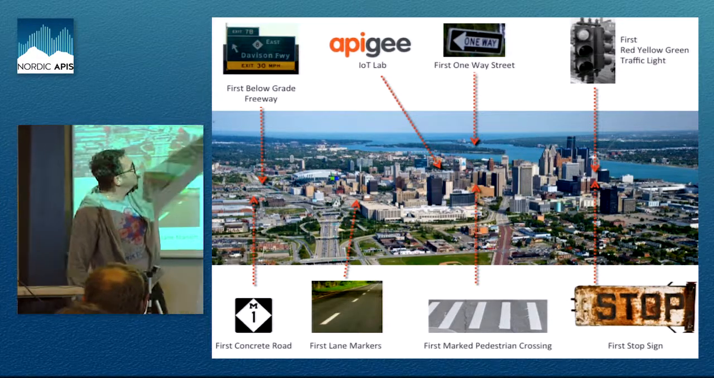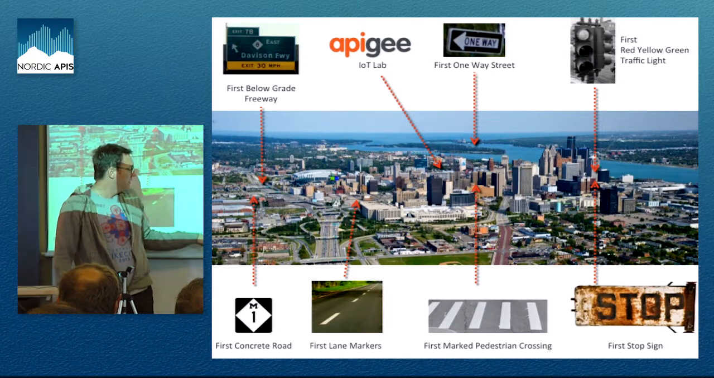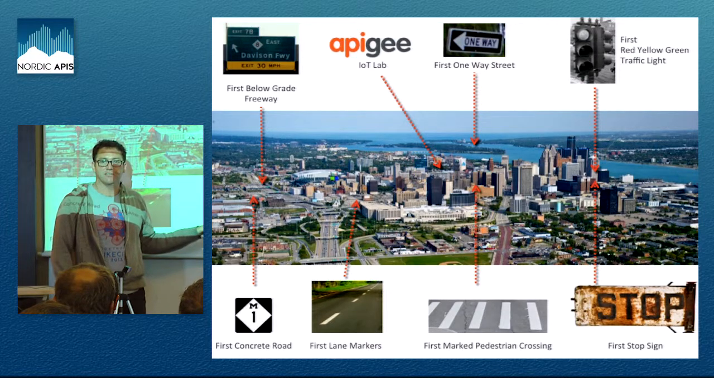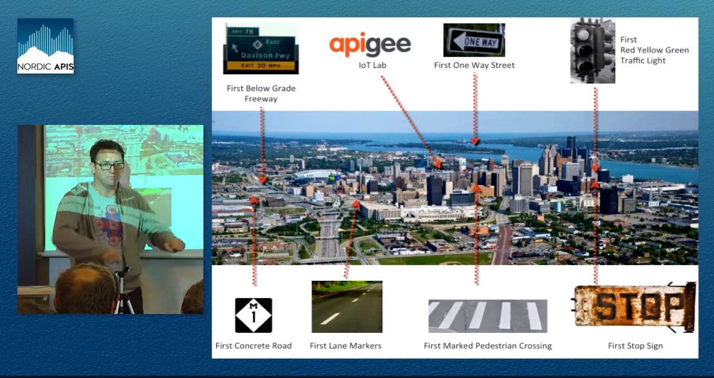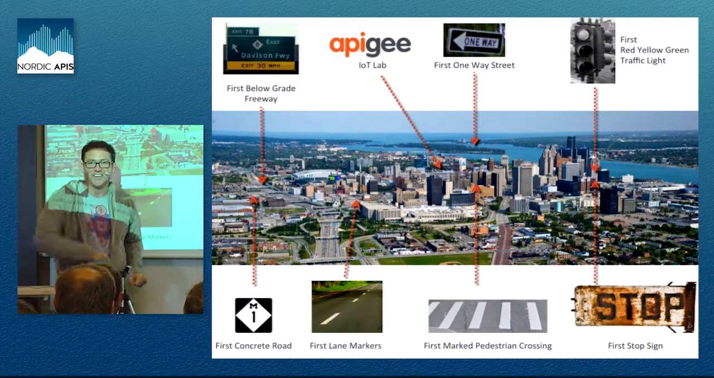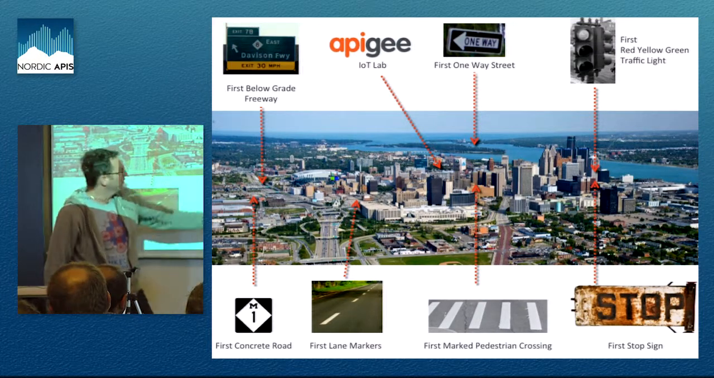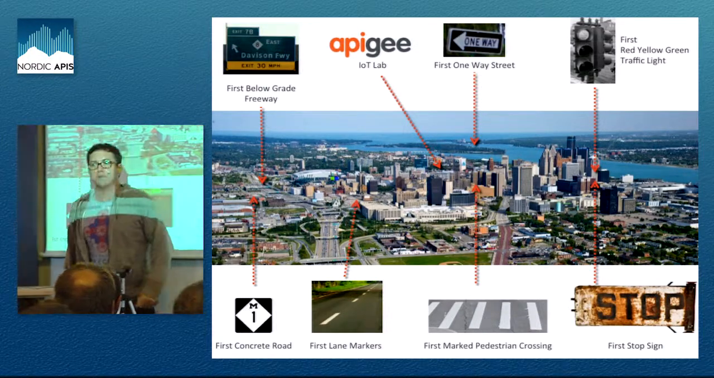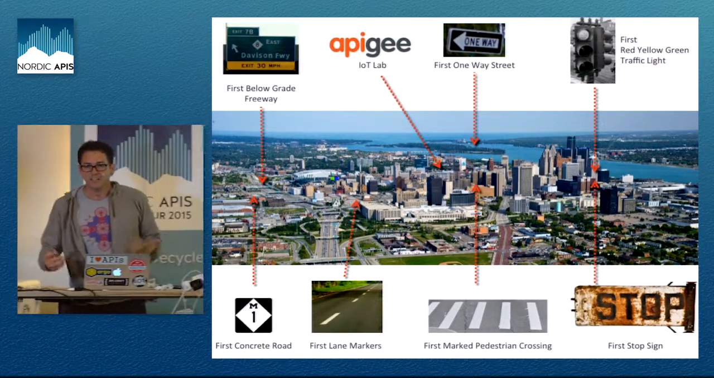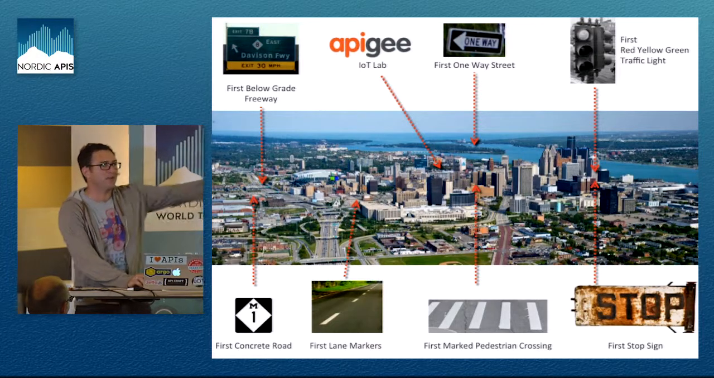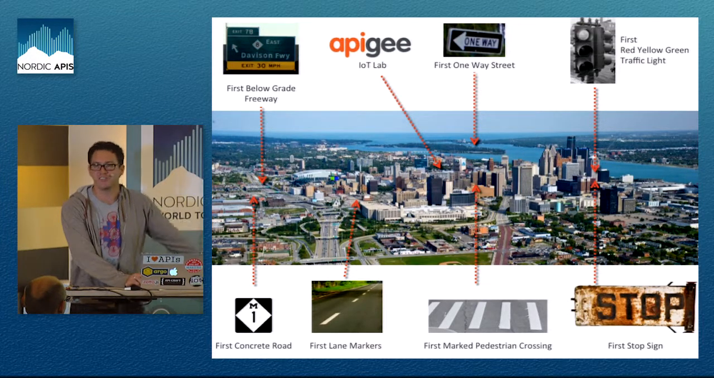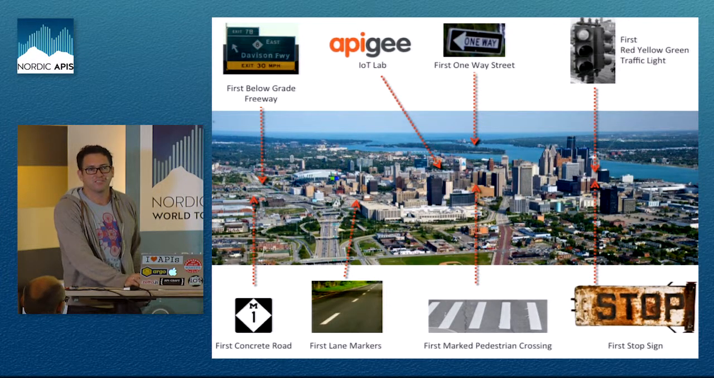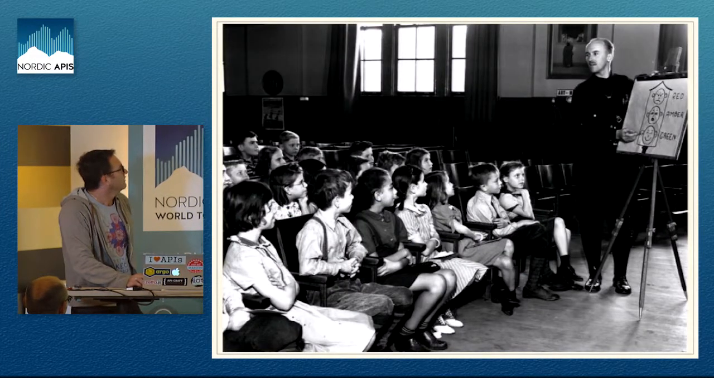The first pedestrian crossing was right here at the corner of Gratiot and Woodward. In order to do it, they went to the local country club and borrowed the machine they used to paint the tennis lines, and they created the first pedestrian marking. The first stop sign was right here at Jefferson and Woodward. And a cop by the name of William Potts invented the red, yellow, green traffic light, which you see all over the world. So these were just people trying to solve problems, and they became information designers as a byproduct of solving stuff.